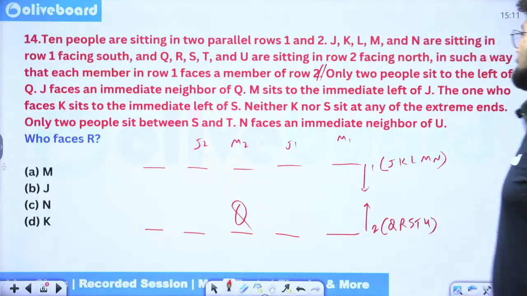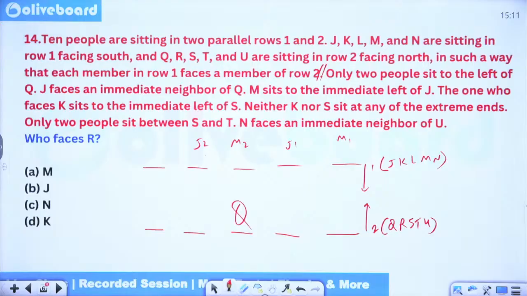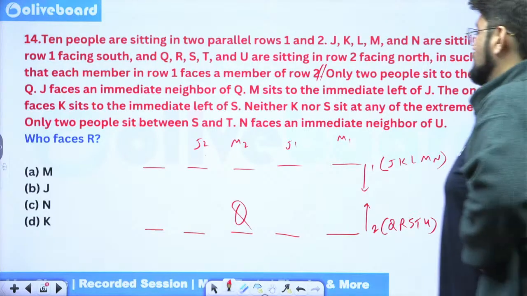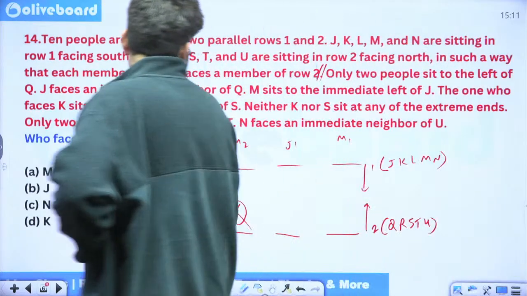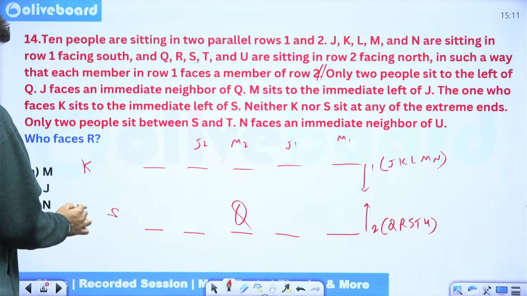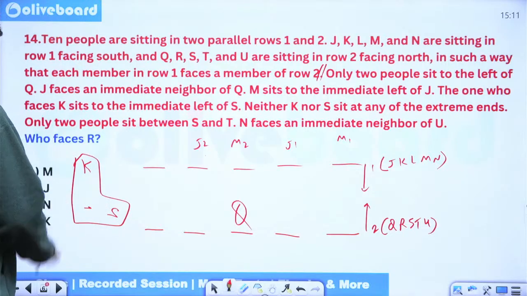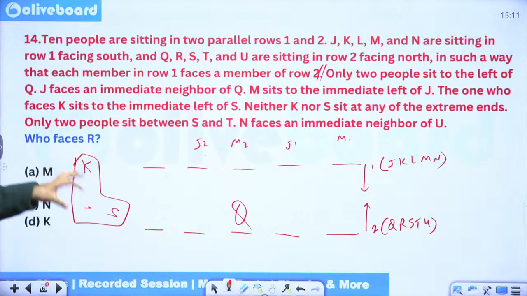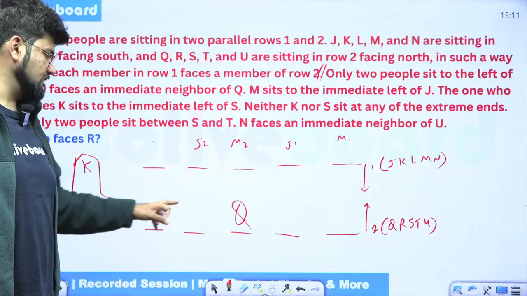Okay. The one who faces K sits to the immediate left of S. So if this is K, this is S and this is the person. Now this is the block offset we are talking about. Now just assume, can it sit here? Yes, it can sit here.